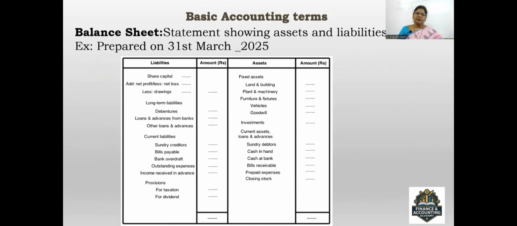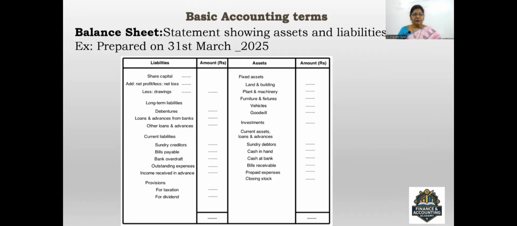After the profit and loss account, what will we prepare? We'll prepare the balance sheet. What is a balance sheet? This balance sheet is prepared on a particular date, say for example, 31st March 2025. On that particular day, what are our liabilities and what are our assets?